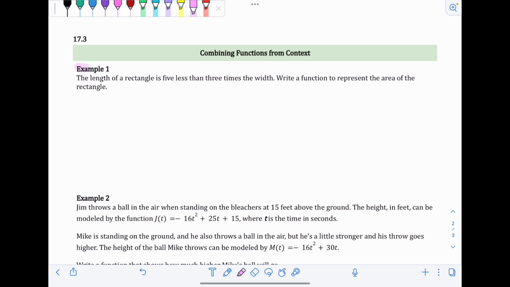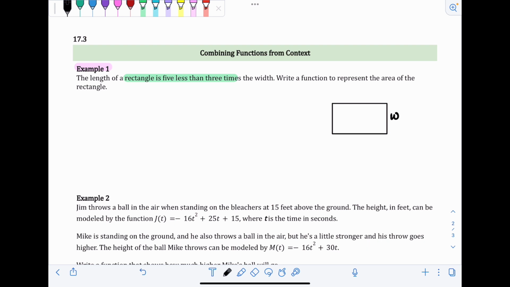So example 1. The length of a rectangle is 5 less than 3 times its width. Write a function to represent the area of the rectangle. So I'm going to draw a picture. We have a rectangle. It says that the length is 5 less than 3 times the width. Since everything is in terms of the width, that will be its own variable. So we'll put the width as just w.